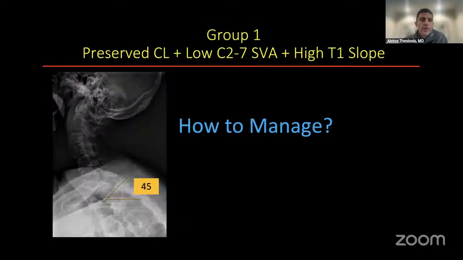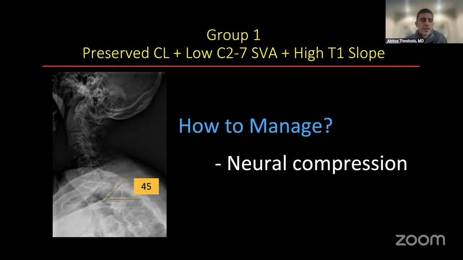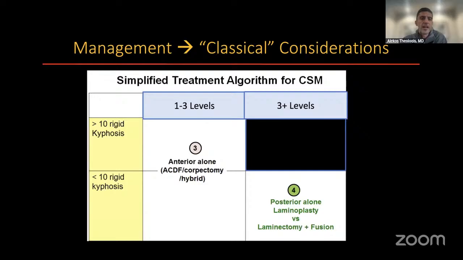So if we look at management of the patients based on their type of group, the patients in group 1 with good lordosis, I think you can think about these patients as relatively standard in terms of their management. The classic consideration, this is a picture from Ortho Bullets, talks about patients having 1 to 3 levels in non-rigid kyphosis being addressed from the front. And those that have multi-level stenosis, 3 or above, posterior operations are more of the mainstay treatment.